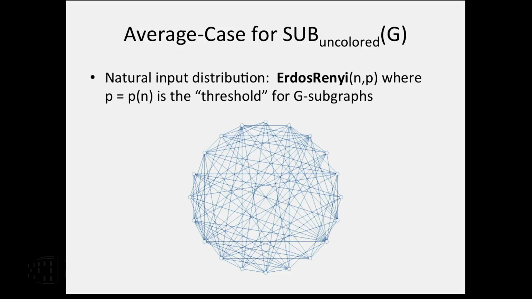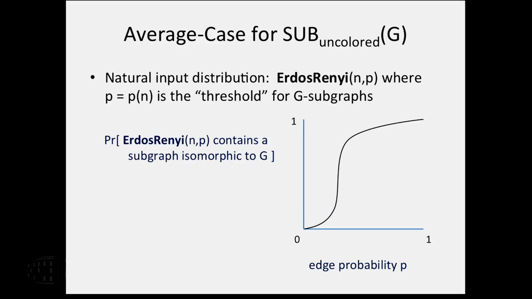So for every fixed graph G, there's some kind of threshold value for the appearance of G subgraphs. If you plot out this edge density p, and then the probability that the Erdős-Rényi random graph contains a subgraph isomorphic to G, this is an increasing function, so there's some unique threshold value where this probability is exactly 1/2. So that would be a very natural random input to look at.